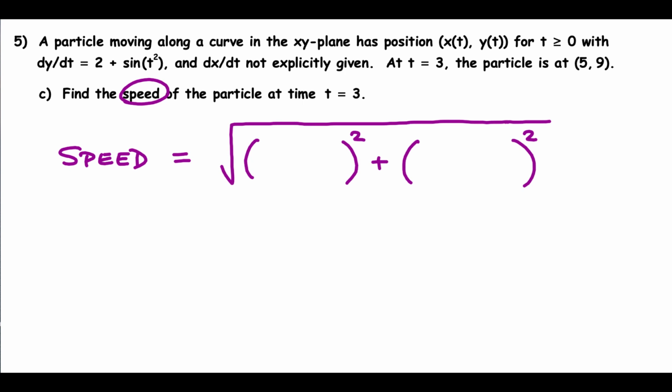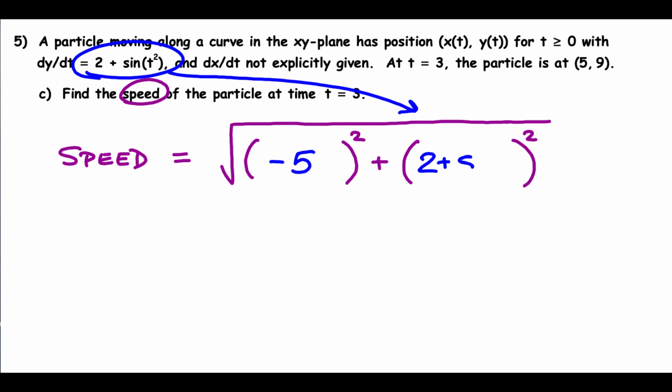Remember that in the last problem it said that dx/dt was negative 5 at time t equals 3. So we can use that to our advantage. And that this, again, when time is 3, is going to be 2 plus the sine of 9. And that would be 9 radians. Make sure you're still in radians.